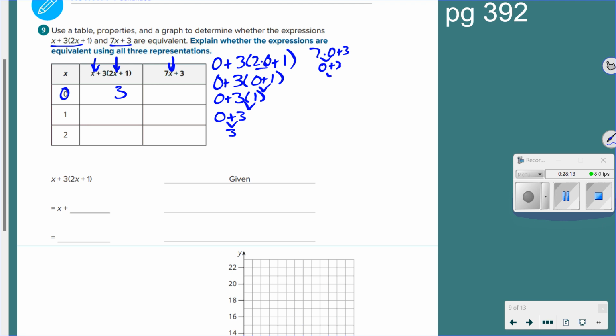We do our second substitution. Now we're doing 1. So 1 plus 3 times the quantity of 2 times 1 plus 1. Following the order of operations, 1 plus 3 times 2 plus 1.